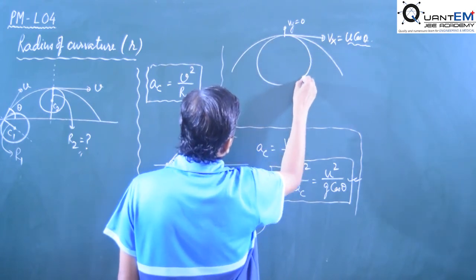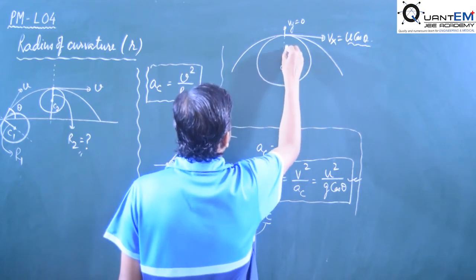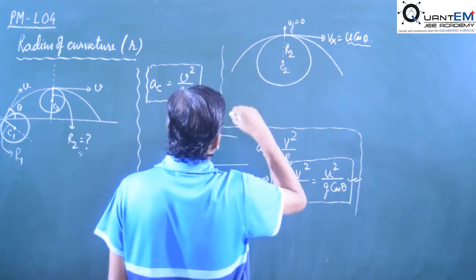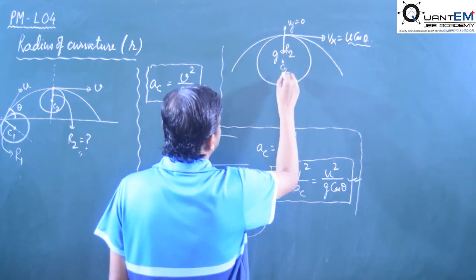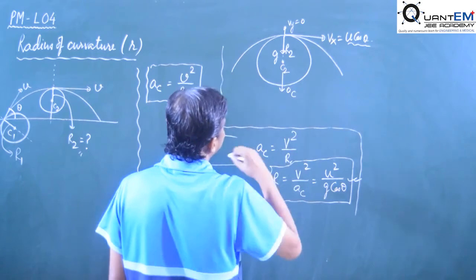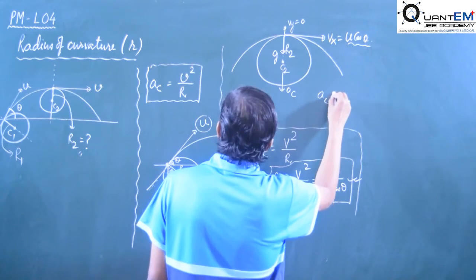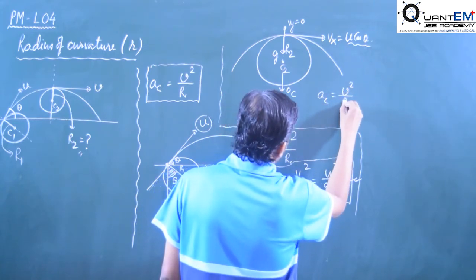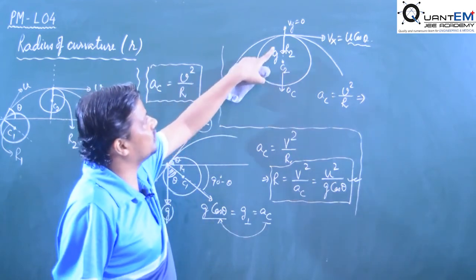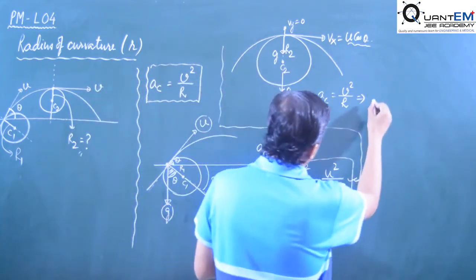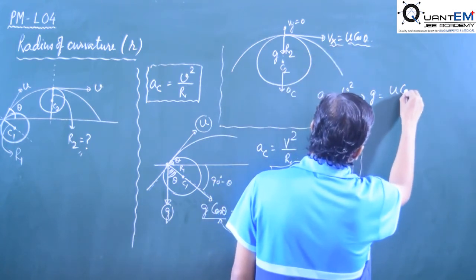So we draw a virtual circle here. This is the center, and this part is the radius of curvature. The gravity is directed downward here, so that is already along the center. So we have the formula a_c is equal to v square by R. What is the value of centripetal acceleration here? It is gravity itself, normal to the curve, that is g. So g is equal to v square by R. What is the value of v here? It is u cos theta.